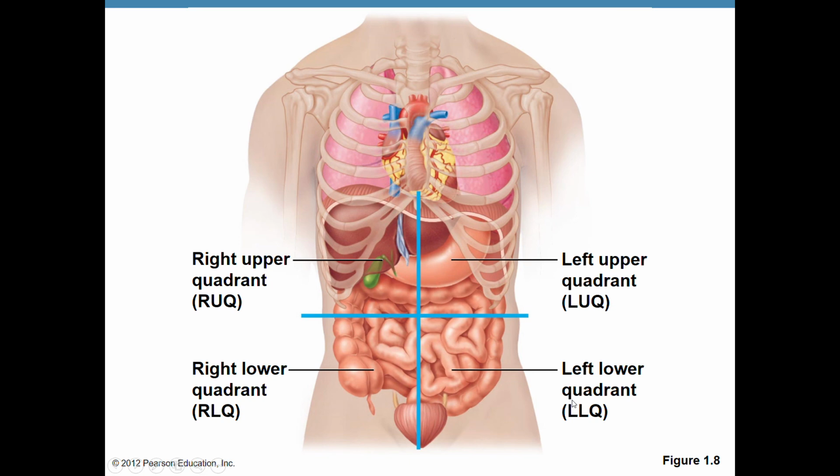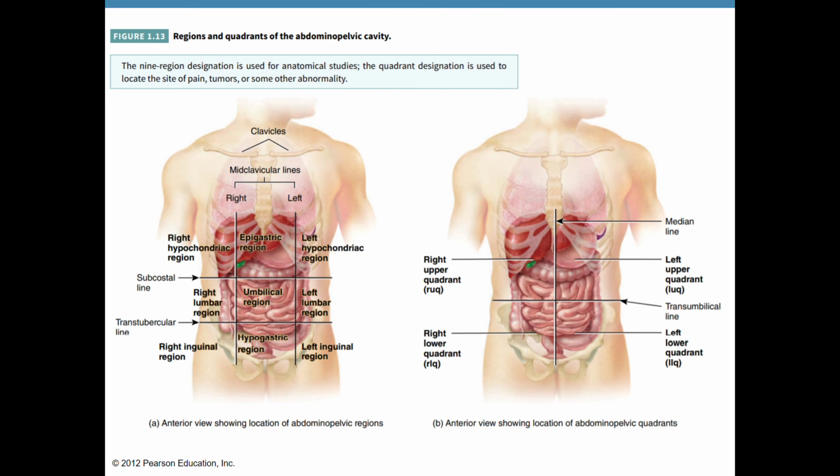To describe the location of the many abdominopelvic organs more easily, anatomists and clinicians use two methods of dividing the abdominopelvic cavity into smaller areas. In the first method, four lines divide the abdominopelvic cavity into a larger middle section and smaller left and right sections. So that is what I have discussed.